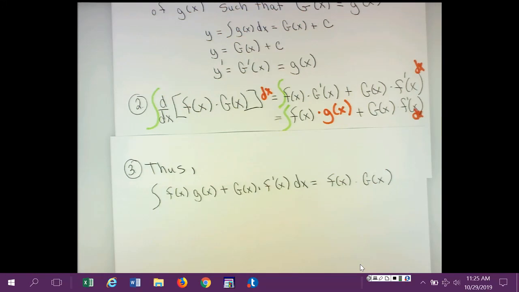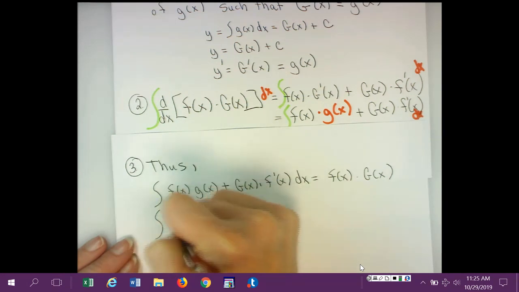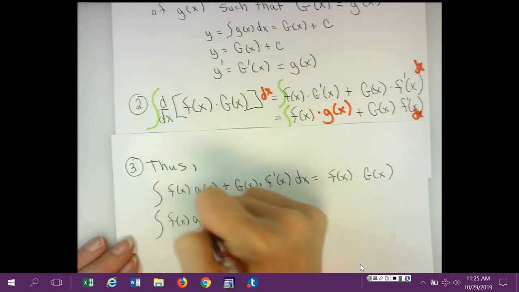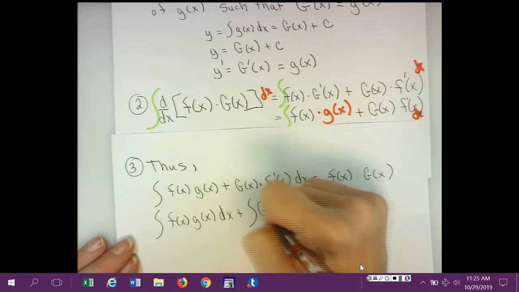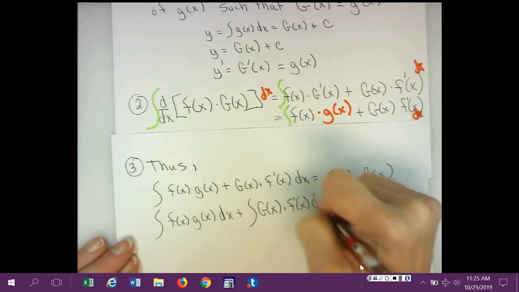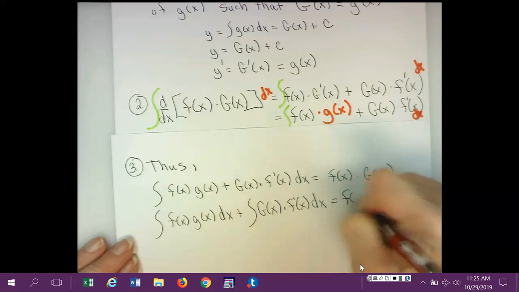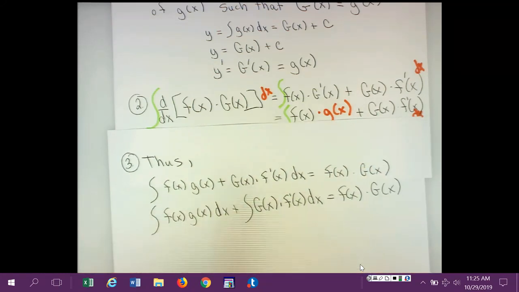Now, with that being said, on the left-hand side, we can break this up into two separate indefinite integrals. There we go. So I separated the left-hand side into two separate indefinite integrals.